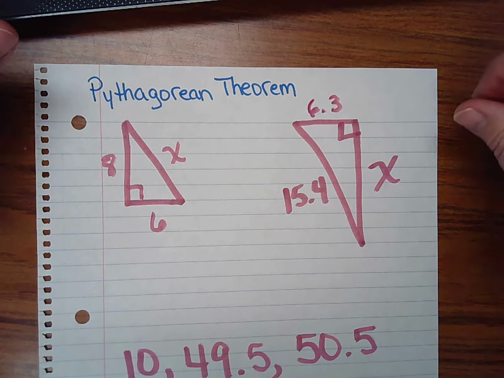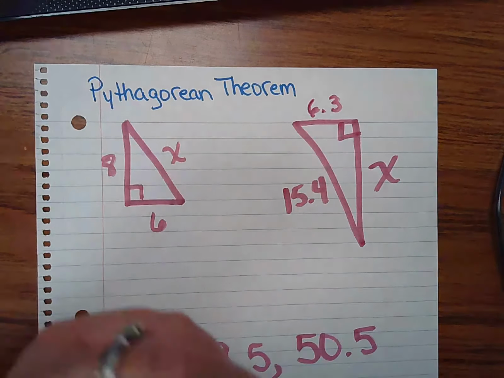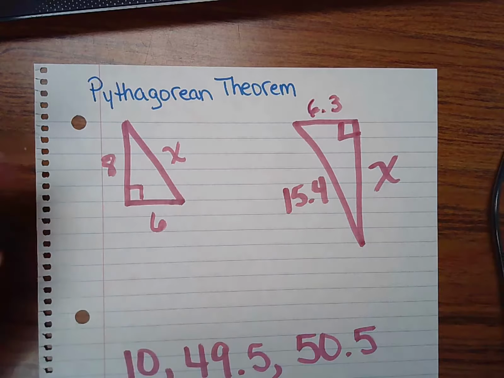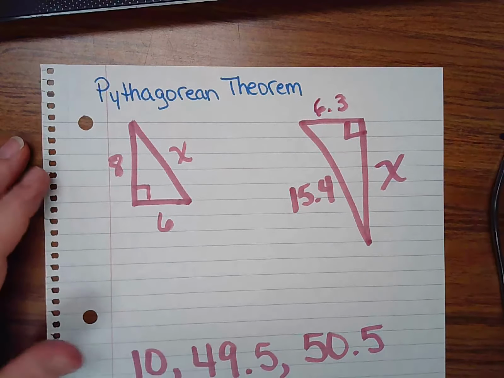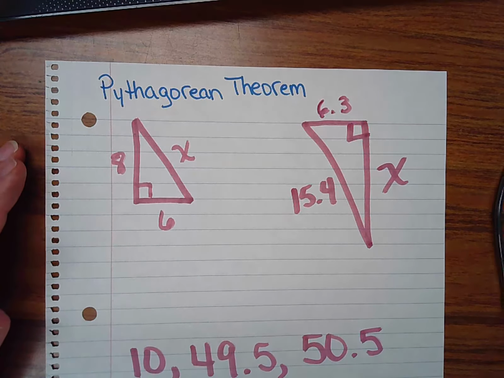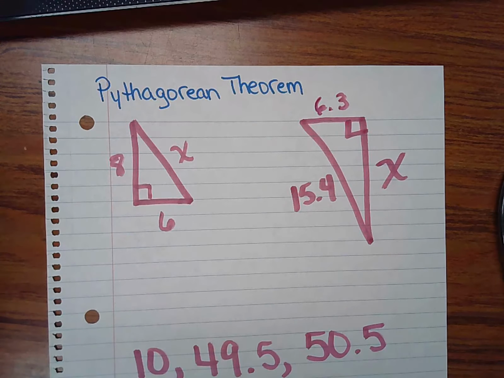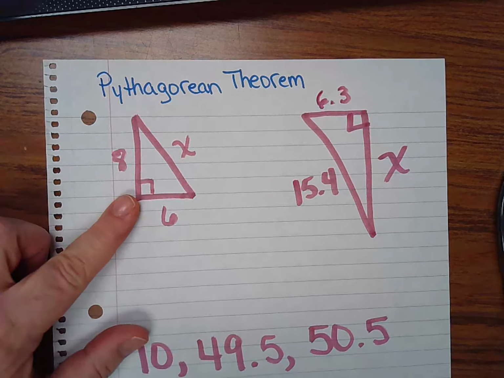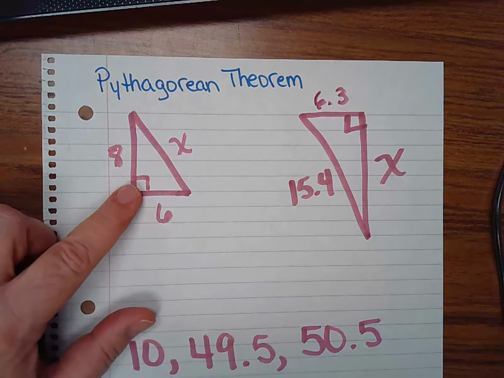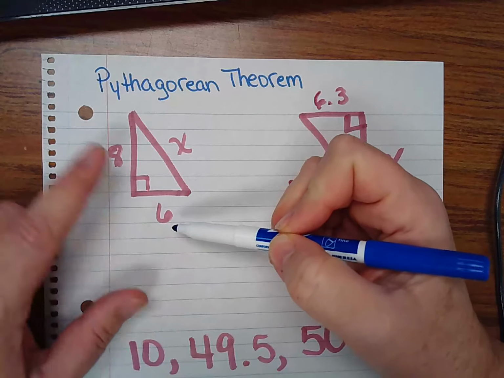Hey y'all, here's something that will be review for some of you and new for a few of you, Pythagorean Theorem. In Pythagorean Theorem, you're dealing with a right triangle, which has a 90-degree angle, and you're looking for one of the sides if you're given two sides. So looking at this first one, I have a right triangle and I have a 6 and an 8.